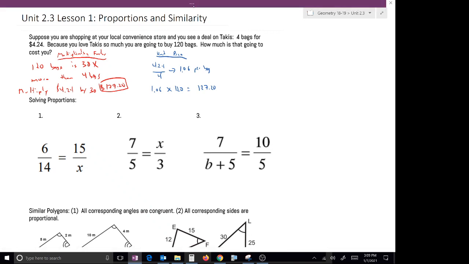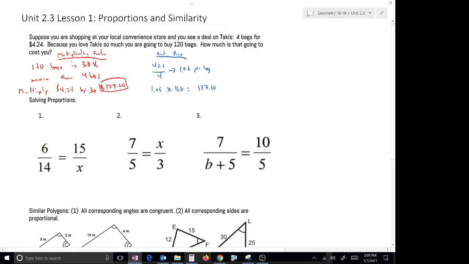The third way we could do this is we could set up a proportion. So we know that 4 bags is $4.24. And we're trying to get 120 bags, which we don't know the price of. Okay.